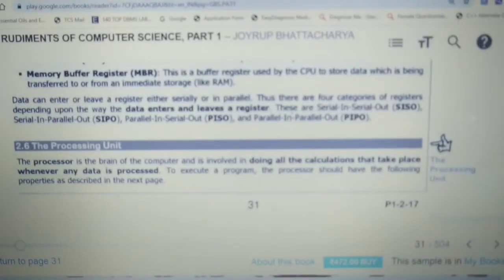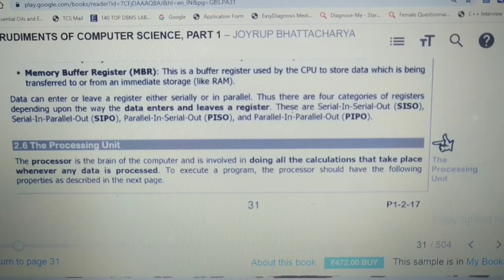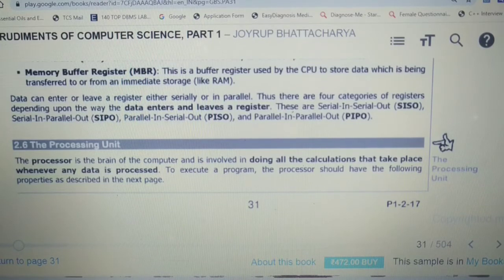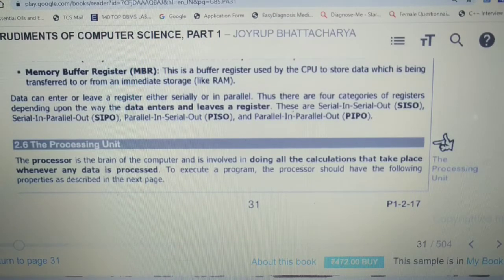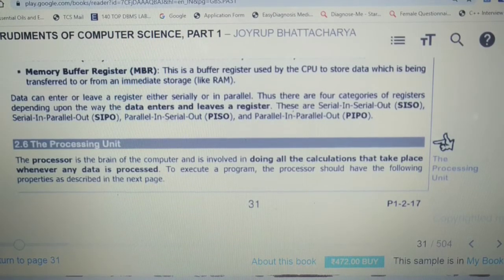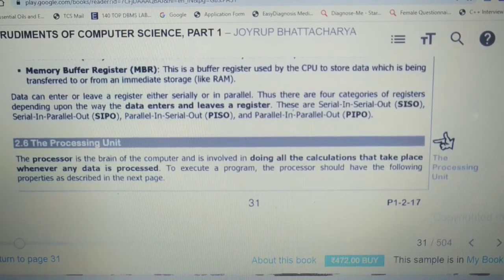Today we will learn about the processing unit and the rest part of this computer system. So the processor is the main component of the computer that is involved in doing all the calculations that take place during the processing of the data. The CPU, or the central processing unit, is the brain of the computer system, and it is made up of two components. What are those two components over here?